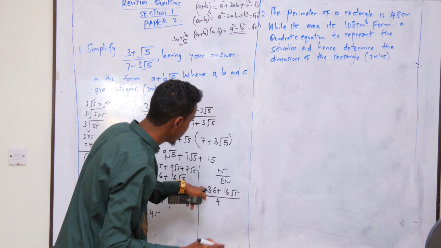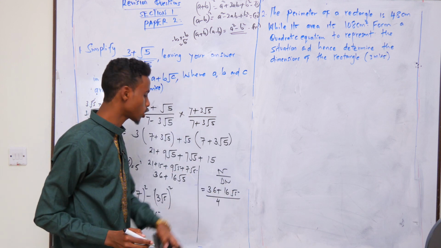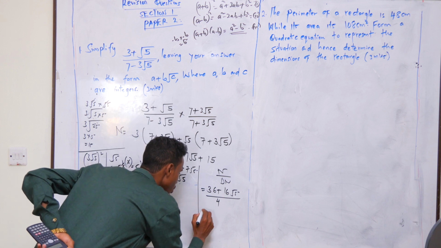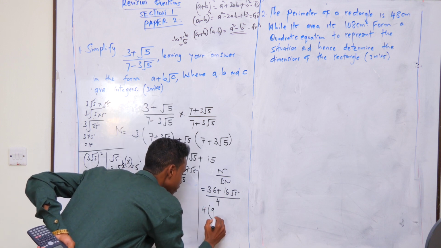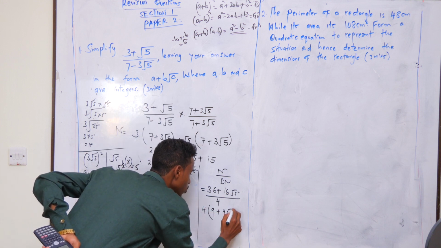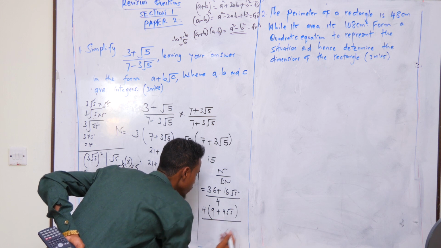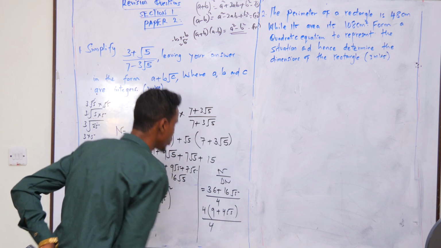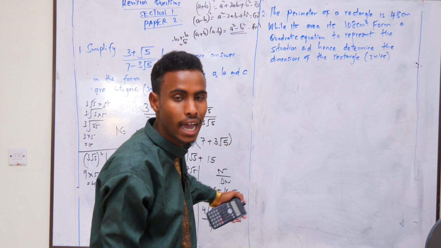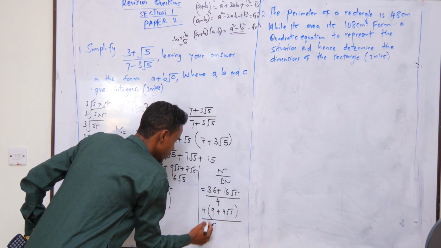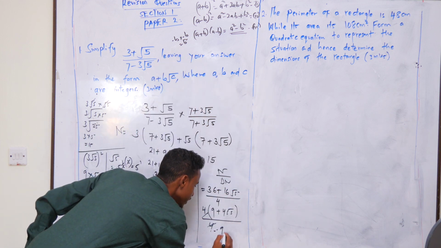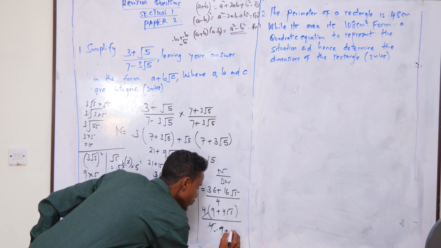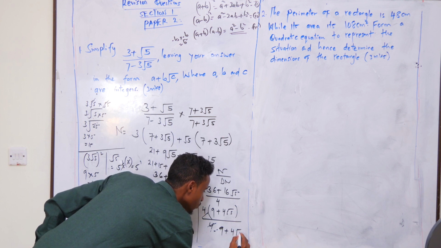Now what is common here? What's the common factor here? We can get a common factor 4 here. It will be 4 into bracket. This one will be 9. This one will be 4 root 5, divided by, again, 4. Now because you have 4 in the numerator and 4 in the denominator, they cancel out. Now we're going to remain with 9 plus 4 root 5.